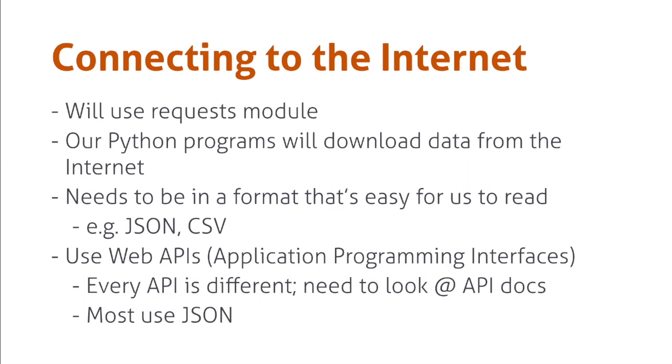In the next few videos, I'm going to go into more detail on using APIs, but on a high level, we're connecting our programs to the internet to download data from web APIs, which will typically provide data in a format that's easy to read, like JSON or CSV. Remember that every API is different, so to use a particular API, we'll need to look at the API documentation.